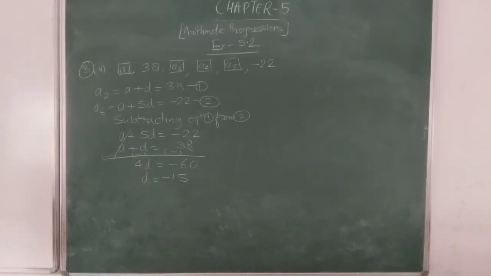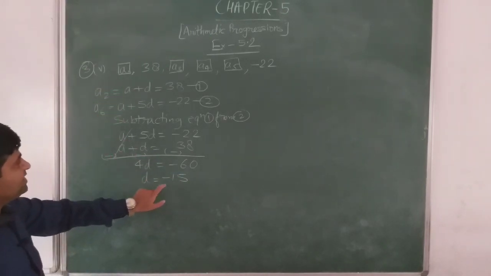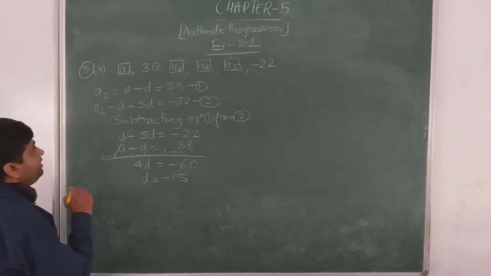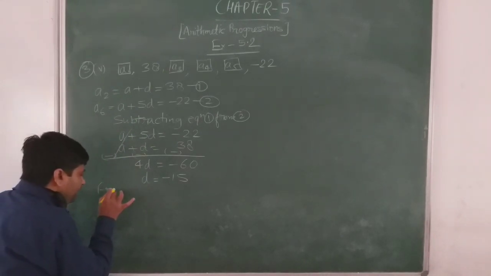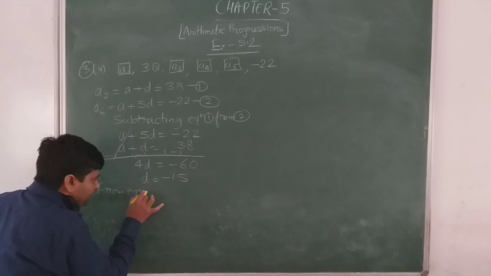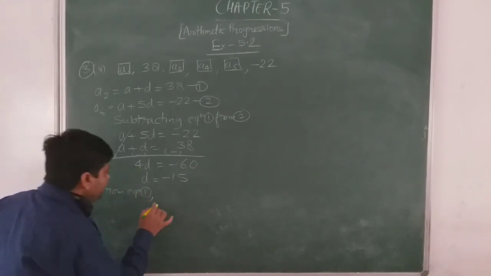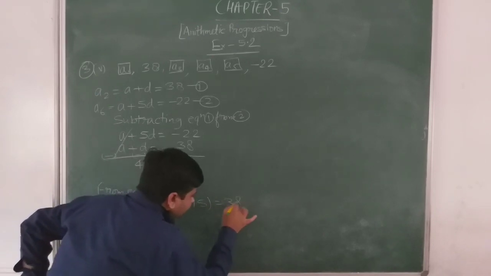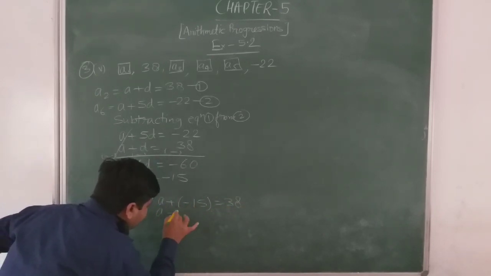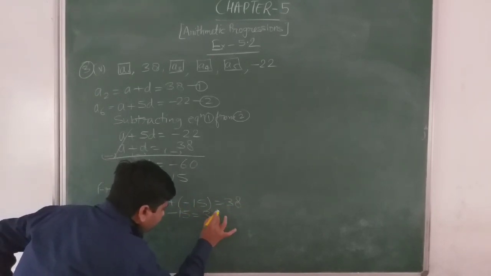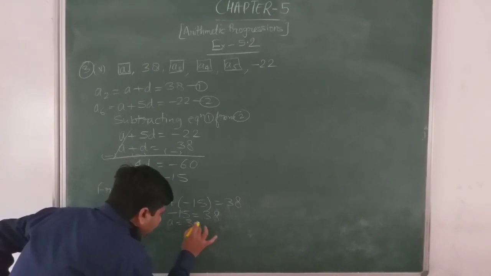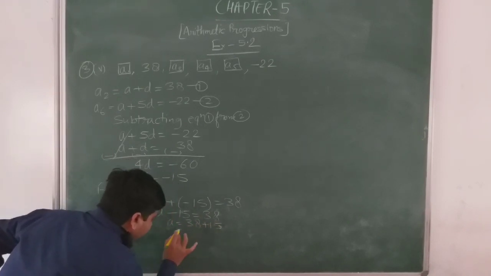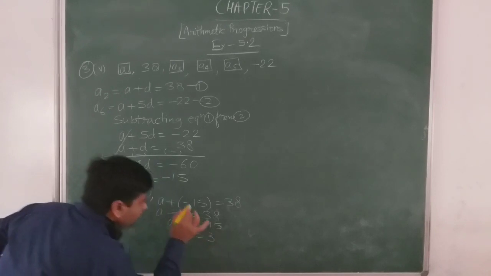Now we have to find a1, so by putting this value in any equation, we put this value in equation 1. So a plus d, d is -15, equal to 38. So a plus minus 15 equals to 38. Now a will be 38 plus 15. That means a will be 53.